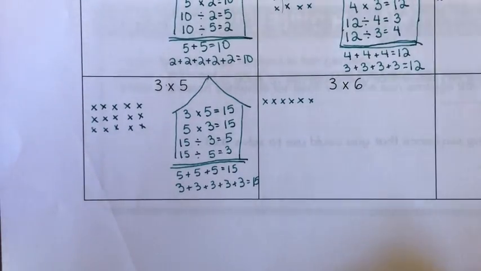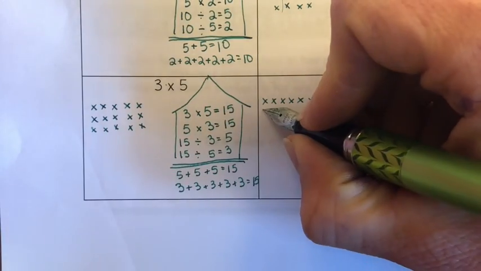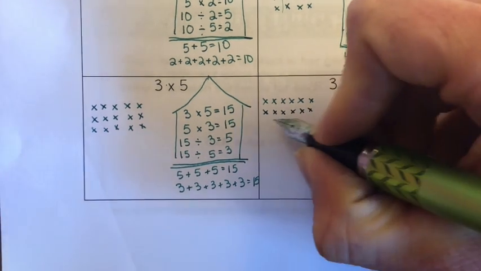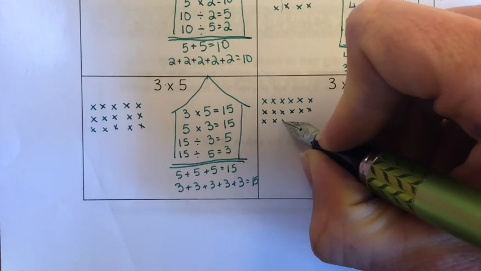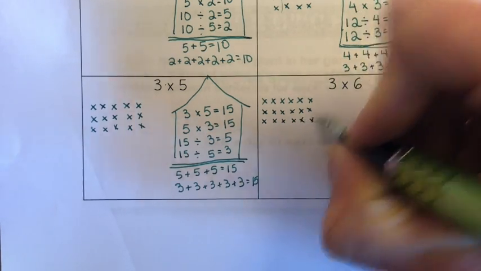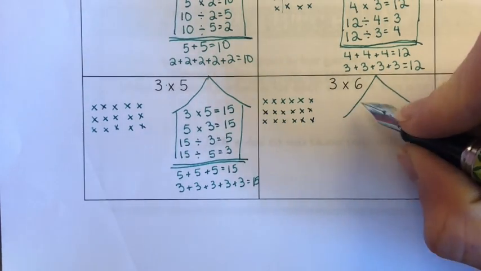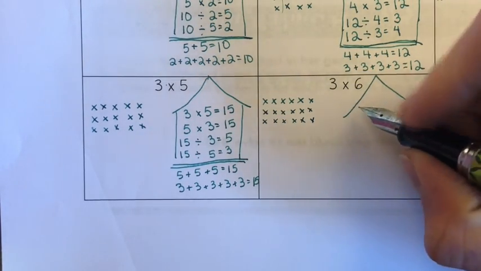Okay, so I was drawing my array. I have one group of 6. Now 1, 2, 3, 4, 5, 6. That's two groups of 6. 1, 2, 3, 4, 5, 6. That's three groups of 6. Now build my house. I have multiplication, so it's 3 groups of 6.